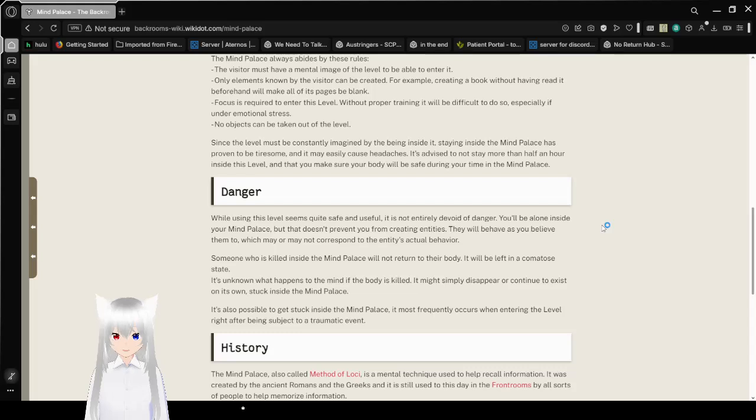Since the level must be consistently imagined by being inside it, staying inside the Mind Palace has proven to be tiresome, and it may easily cause headaches. It's advised not to stay more than half an hour inside this level, and that you make sure your body will be safe during your time in the Mind Palace.